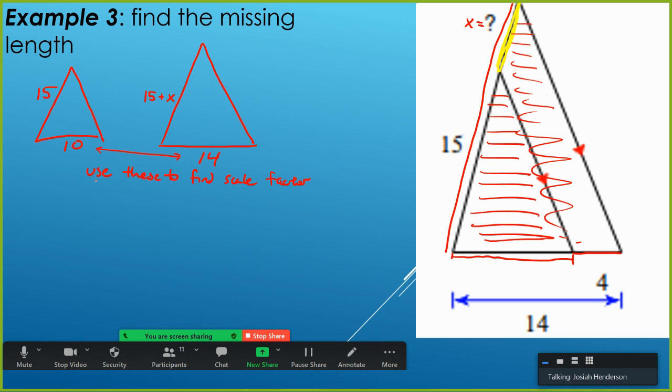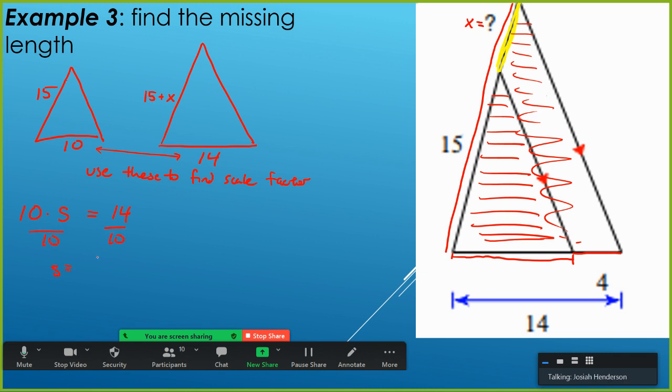Okay, let's find scale factor. So remember, we can go in either direction. I like to go from smaller to bigger, meaning 10 times the scale factor gives us 14. I would default to that myself, but we can go either way. So let's write that out as a little equation. 10 times s, I'm going to call it s for scale factor, is equal to 14. Divide both sides by 10.